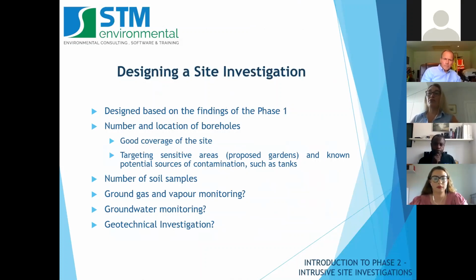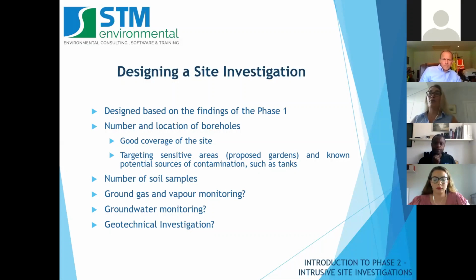When deciding on the number and the locations of the boreholes, you want to try and get a good coverage of the site, as well as target any sensitive areas, such as proposed gardens or soft landscape areas, or any known potential sources of contamination, such as tanks or underground storage tanks, fuel tanks, that type of thing.